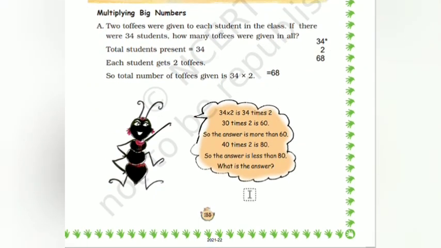Then 34 into 2 means 34 times 2. 30 times 2 is 60. So the answer is more than 60. 40 times 2 is 80. So the answer is less than 80. So the answer is 68.